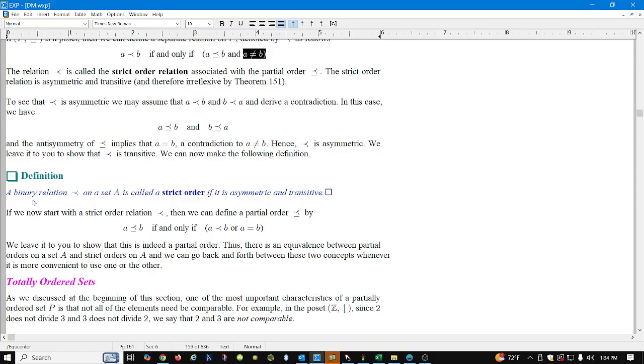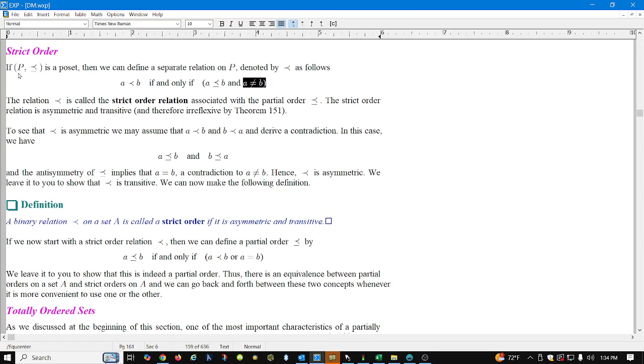So here's a definition. A binary relation, and this would be read less than, on a set A is called a strict order if it's asymmetric and transitive. So associated with any partial order on a partially ordered set is a strict order, and it's defined this way.